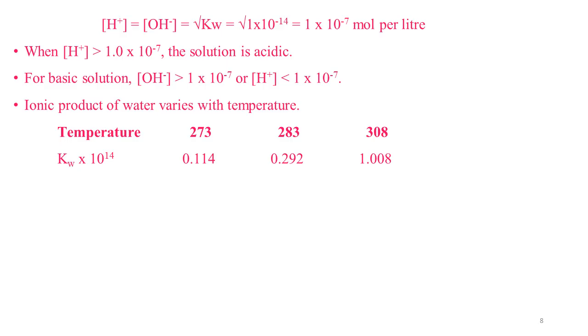The ionic product of water varies with temperature. At a temperature of 273 Kelvin, the ionic product of water Kw × 10^14 is 0.114. At 283 Kelvin, it is 0.292, and at 308 Kelvin, it is found to be 1.008.